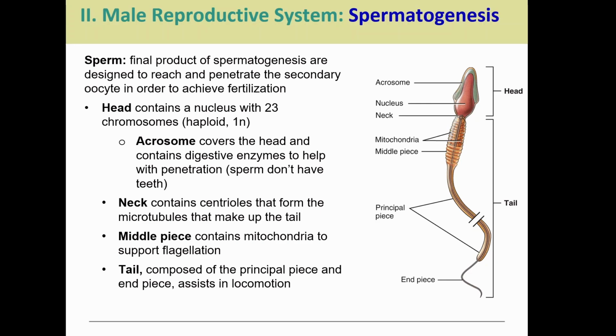These digestive enzymes will eat away at the tough exterior of an oocyte, or an egg, to be able to push that DNA inside. The neck is going to have centrioles to help make up the tail. The middle piece is where we find the mitochondria, which support what's called flagellation, or the movement that's required, because these guys have to swim and you need energy to swim. So mitochondria have got to be there in high numbers. And then the tail is the end piece, and this is used to move the sperm. So it's used to swim.